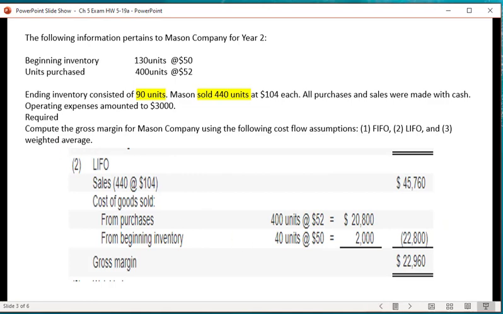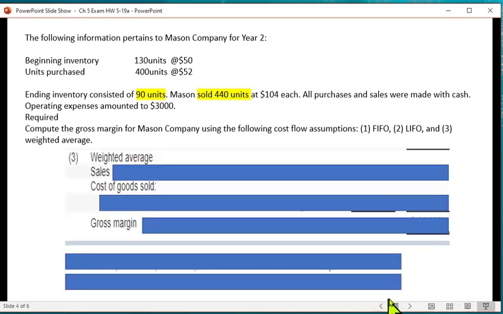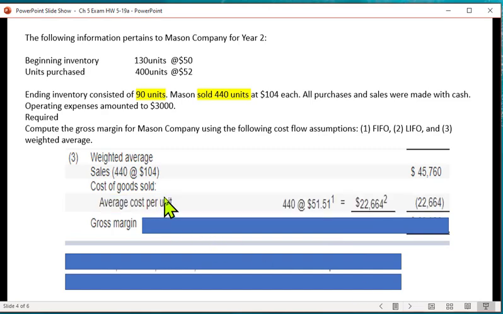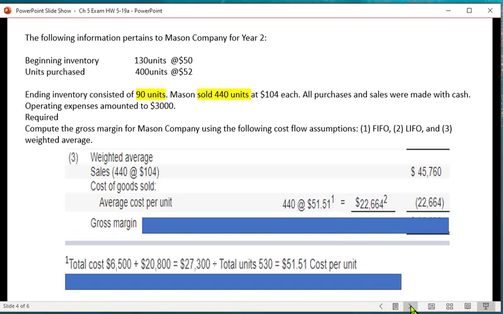Now the third calculation is for weighted average. So here we go under weighted average. Our sales, just like before, no difference there, $45,760. And then our cost of goods sold, we've got to make a calculation for what weighted average, not simple average, but weighted average is. So our average cost per unit, if we sold 440 of them, is going to be a weighted average cost of $51. Now that little 1 there means that we had separate calculations, which I'm going to show you. So we want to take the $6,500, which is 130 times 50.